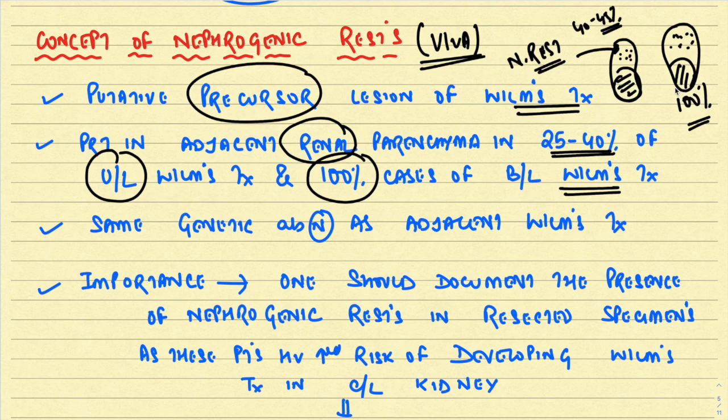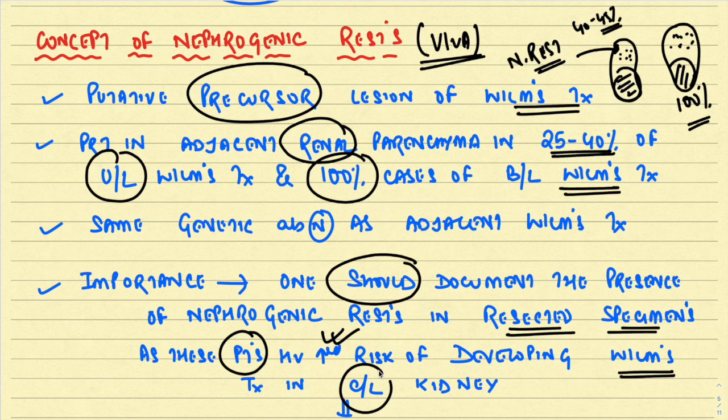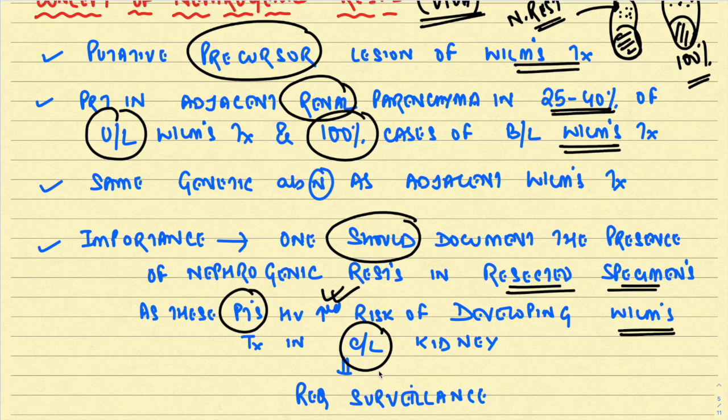So what is the importance of this nephrogenic rest? One should always document the presence of nephrogenic rest in a resected specimen, as these patients have an increased risk of developing Wilms tumor in the contralateral kidney. So such patients who have a unilateral Wilms tumor should always be under surveillance and follow-up, because there might be a risk of development of Wilms tumor in the contralateral kidney. And why are we saying that they are a precursor lesion of Wilms tumor? Because they have the same genetic abnormality as is seen in the adjacent Wilms tumor.